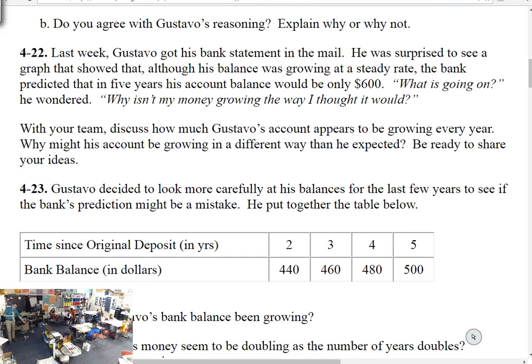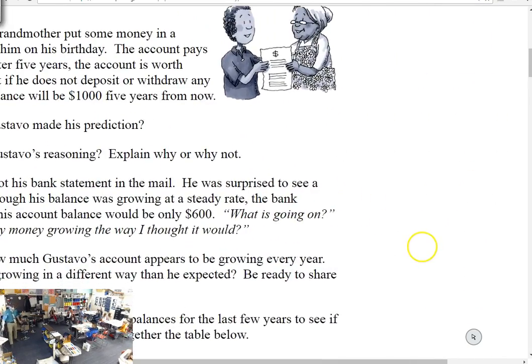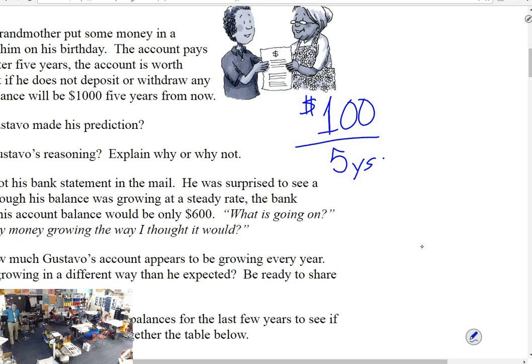Sorry. So we already know this, right? Gustavo is predicted to have $600. He figured out that he's growing at a rate of $20 per year. Please, if you did not get this down in your notes, the $100 for 5 years, please go ahead and get this copied. Sorry, it should be YRS. And then that's how we get the 20 for every 1 year.